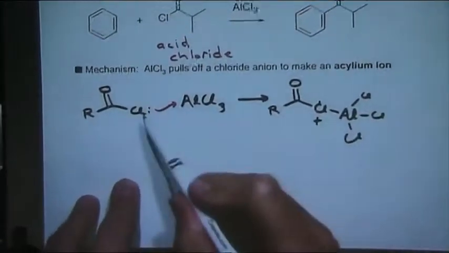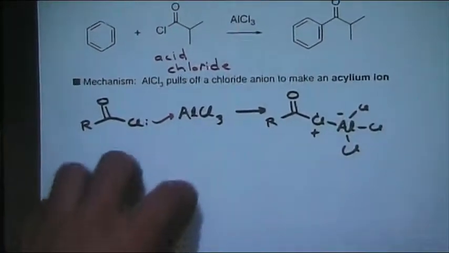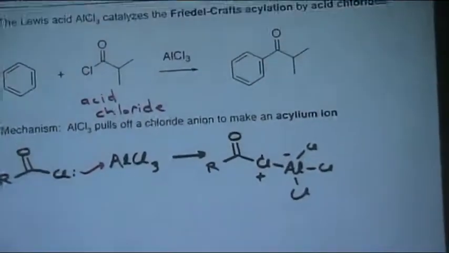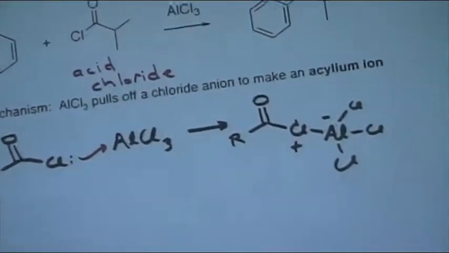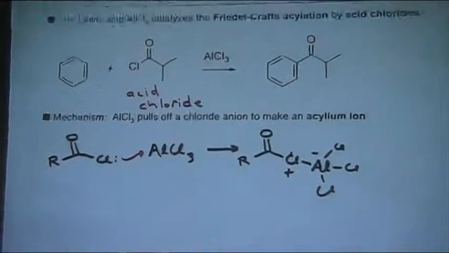Well, I just added more electrons to aluminum. That picks up the negative charge. So I would call that an aluminate. If somebody said, what's that thing? I'd say, oh, that's an aluminate. That tells you aluminum with a negative charge. The point here is that we've just created a very powerful leaving group.